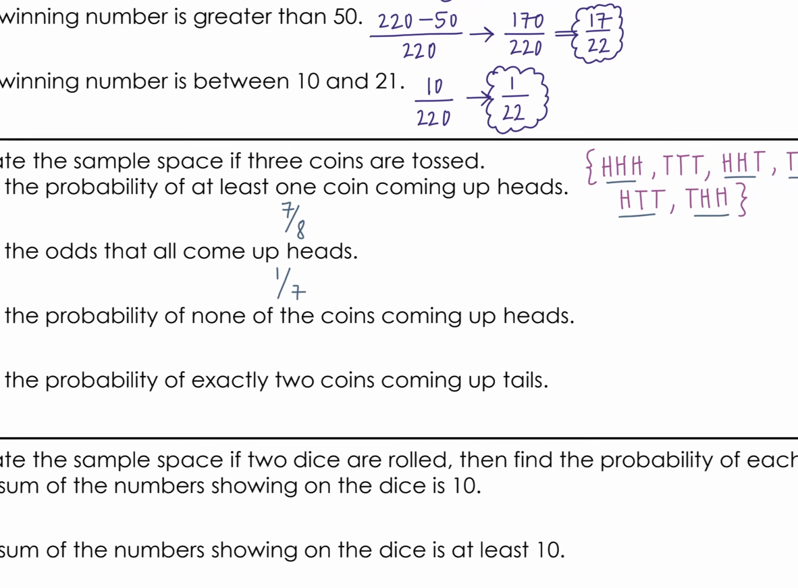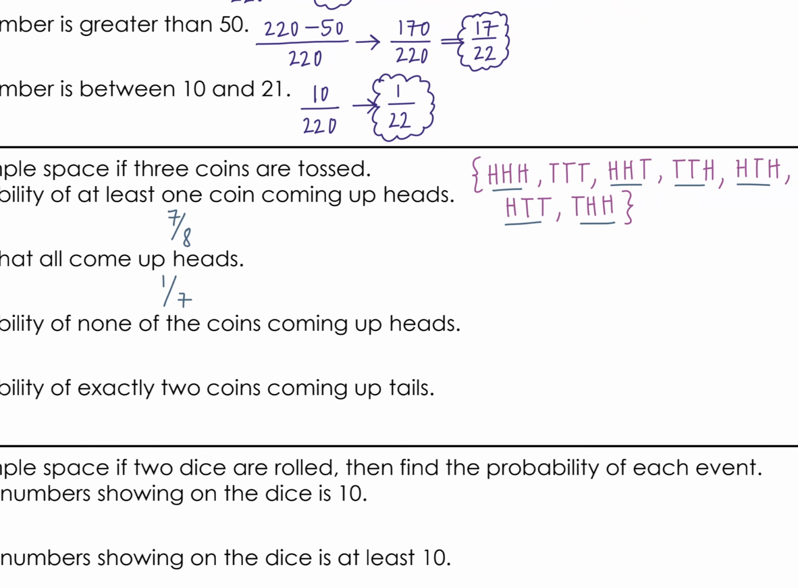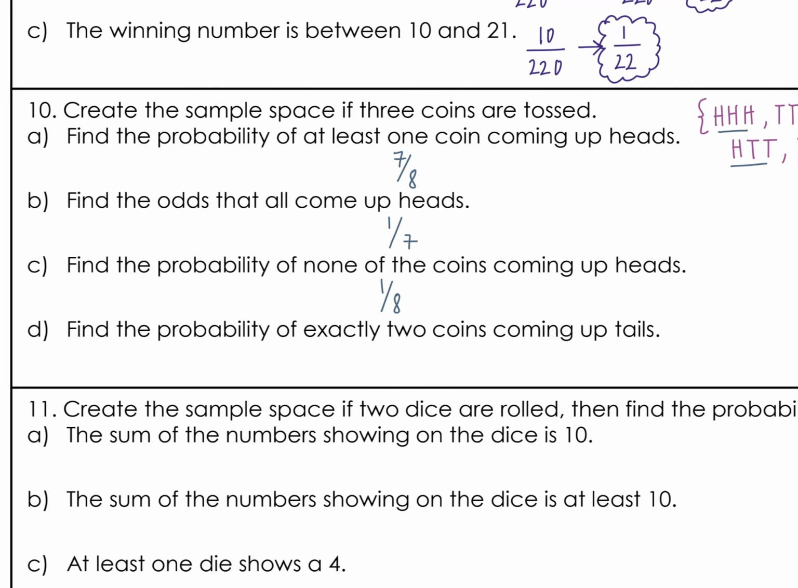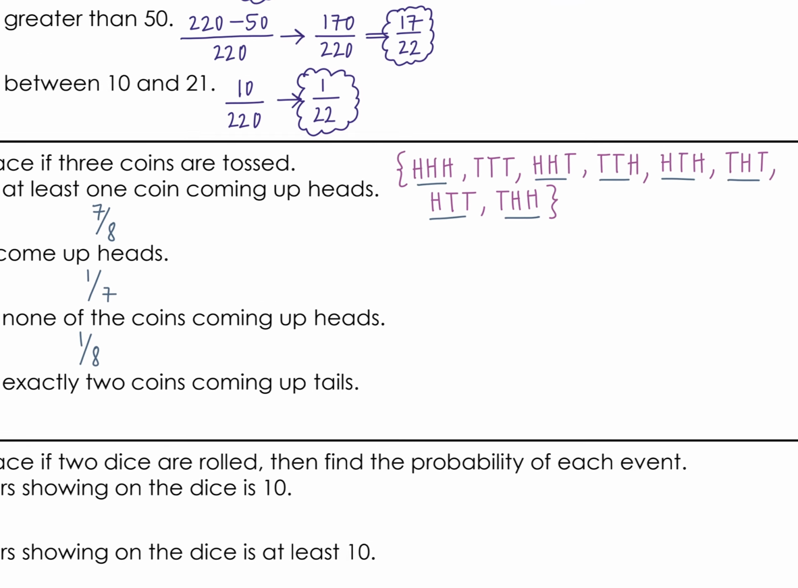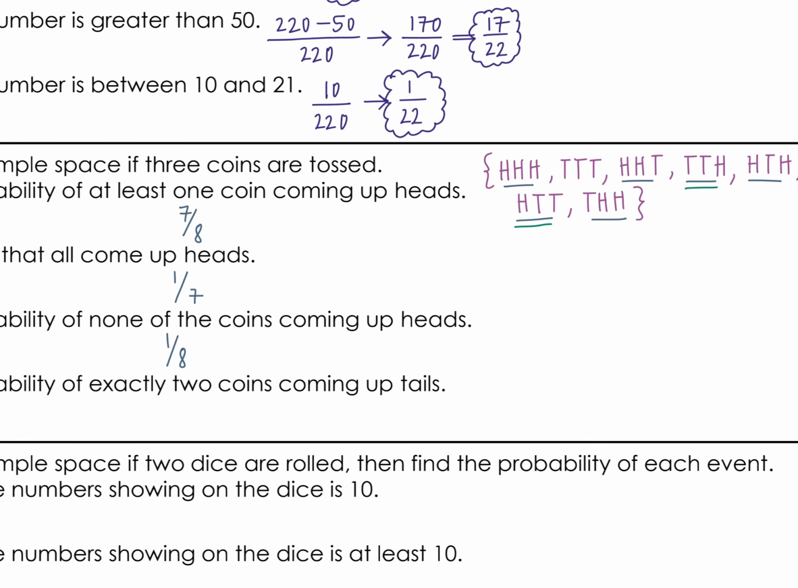Find the probability of none of the coins coming up as heads. Well, if there's no heads, that would be our tail, tail, tail option. And that is going to be 1 over 8. And then lastly, we have find the probability of exactly 2 coins coming up with tails. So exactly 2 coins with tails. So I'm going to do that one in green. We've got 1, 2, 3. So 3 out of 8.